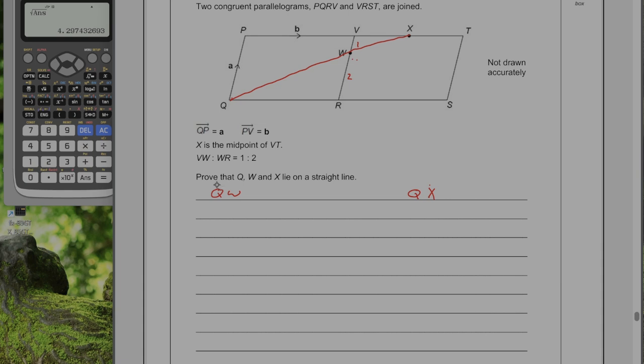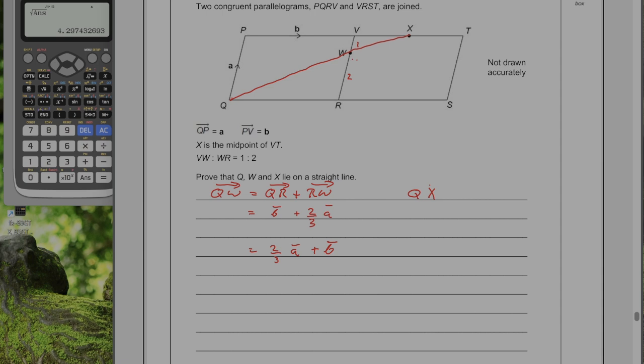Right, so Q to W, I'm going to go along this path. So it is going to be equal to Q to R plus R to W, sorry. Right, so that's going to be equal to Q to R is going to be B, and then R to W is going to be 2/3 of A. Right, I'm just going to rewrite that slightly as I find it easier to keep them in alphabetical order.